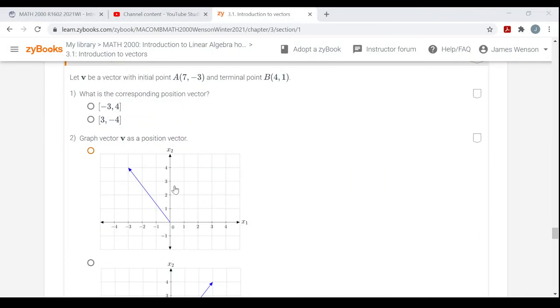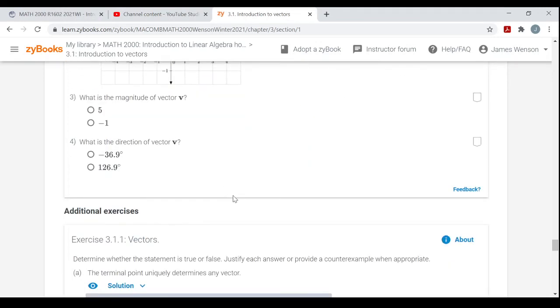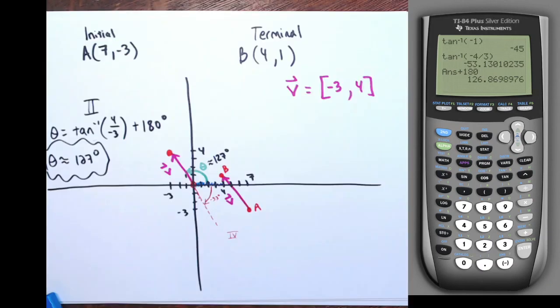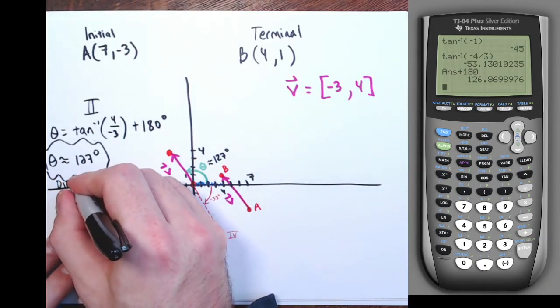So they have you draw the thing. Again, where are the components? Negative 3, 4. It looks like this first option looks good. And then we saw it was about 127 degrees down here. Now, what is the magnitude of vector v? Might as well do that as well, since we found the direction of the vector.